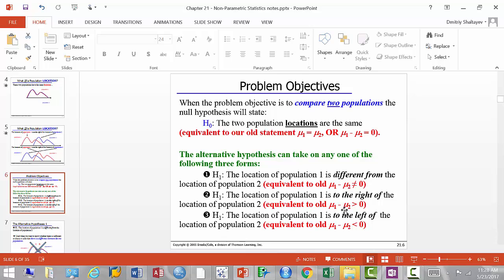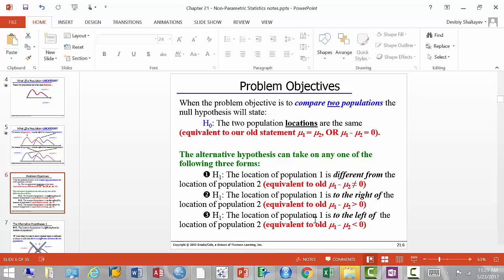Well, since there is no mu anymore, we have to use the idea of location. So what used to be mu1 minus mu2 equals 0 versus not equal, we're going to say that the locations are the same, or no, they are not the same, they're different. One is on the right from another. Which one, we don't really care, they're not the same, okay? What used to be mu1 minus mu2 greater than 0, now we're going to say that the location of 1 is to the right from the location of 2. And what used to be mu1 minus mu2 less than 0, we're going to say the location of population number 1 is to the left, or smaller than the location of population number 2.